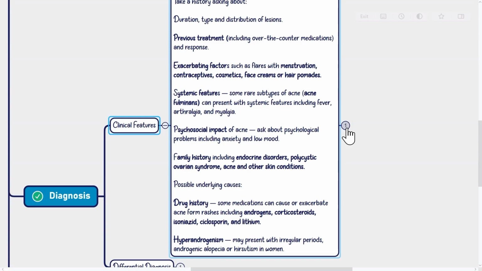Psychosocial impact of acne. Ask about psychological problems including anxiety and low mood. Family history including endocrine disorders, polycystic ovarian syndrome, acne, and other skin conditions. Possible underlying causes. Drug history. Some medications can cause or exacerbate acne-form rashes including androgens, corticosteroids, isoniazid, cyclosporin, and lithium. Hyperandrogenism may present with irregular periods, androgenic alopecia, or hirsutism in women.